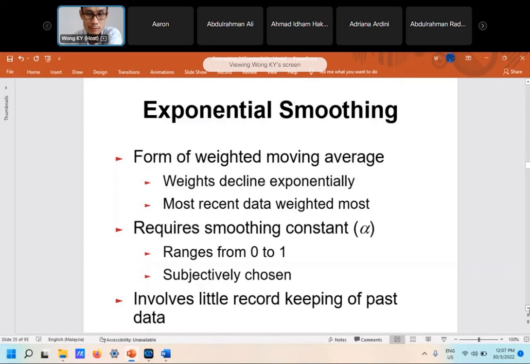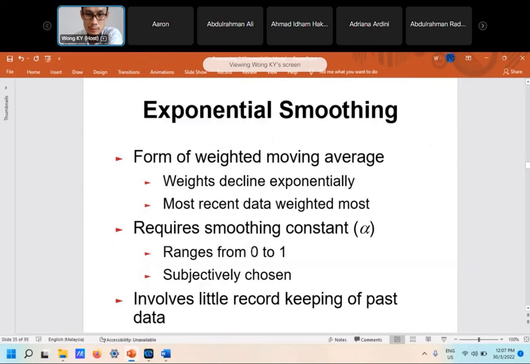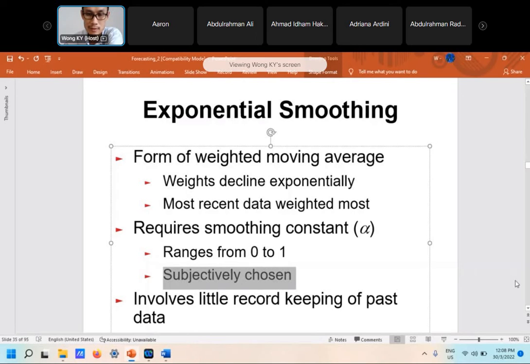We just take the most recent month's data and we make use of this smoothing constant, alpha. Alpha is a smoothing constant. Normally the value ranges from 0 to 1 and is subjectively chosen. Nobody knows what is the best alpha value to use, so in the exam, we will give you the value of alpha.